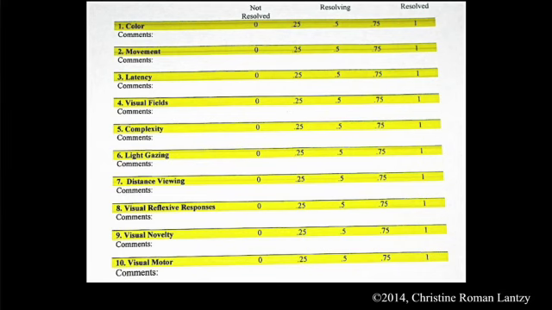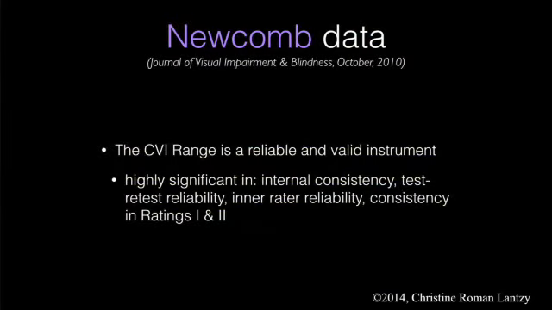A reminder that there are data to support the reliability and validity of the CVI range, and you can read the full report about those data in an article written by Sandra Newcomb, who actually did the research. That article is published in the Journal of Visual Impairment and Blindness in October 2010. What she found is that there is a great degree of significance in terms of the internal consistency of the test, test-retest reliability, inter-rater reliability, and the consistency between rating 1 and rating 2 of the range.